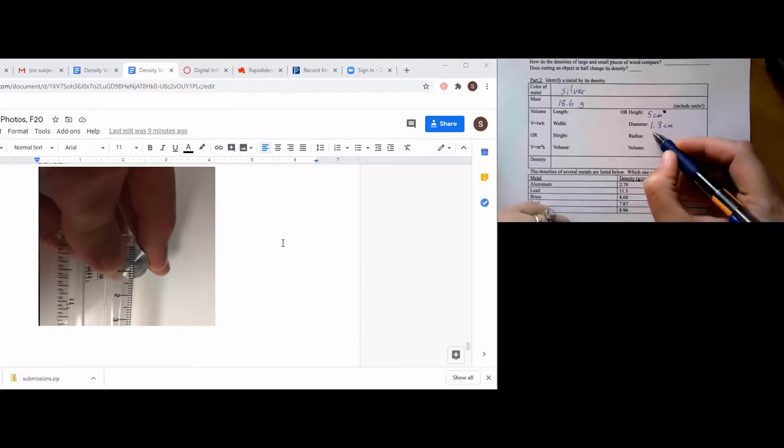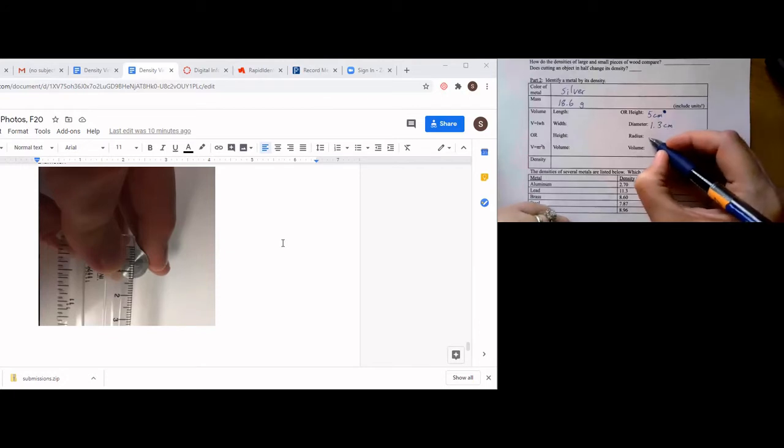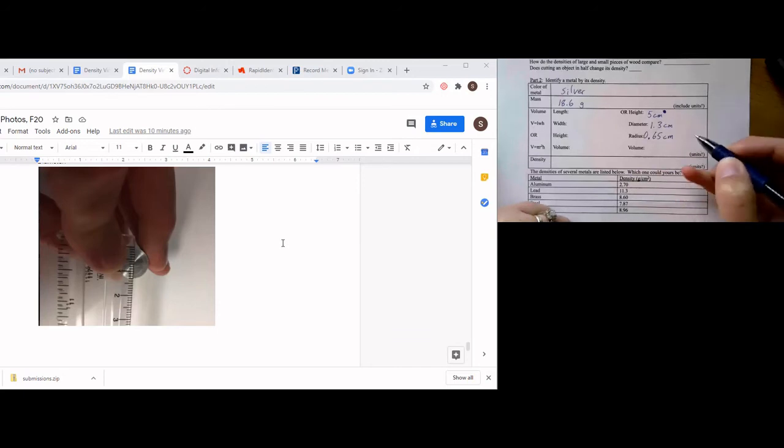Now we need to find the radius. Well, the diameter is all the way across. The radius is halfway across. So take 1.3 divided by 2, and the radius is 0.65 centimeters. You can write it either way, with or without the leading zero.